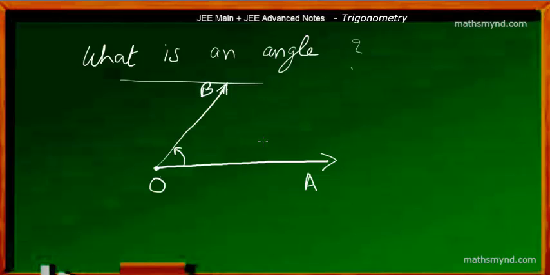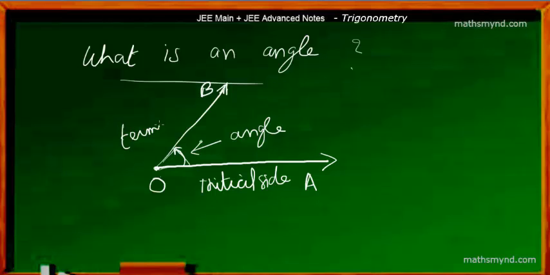So note the point that OA and OB don't represent two rays; it's the same ray, and OB is the ray after it has rotated through a particular angle. That measurement of the rotation, how much it has rotated, is what is called the angle. So this particular arrow here actually denotes the angle. So angle is a measurement of the amount of rotation which has taken place when this ray has rotated from an initial side and has now ended at a terminal side. So that's the meaning of it.